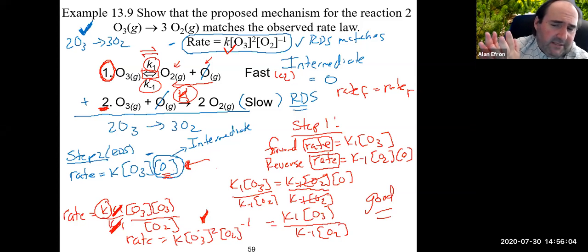The second thing that you have to think about in that sense is, does the rate law really match or not match, to determine if it's a good or bad mechanism? Let me just take a look at some of the other questions.